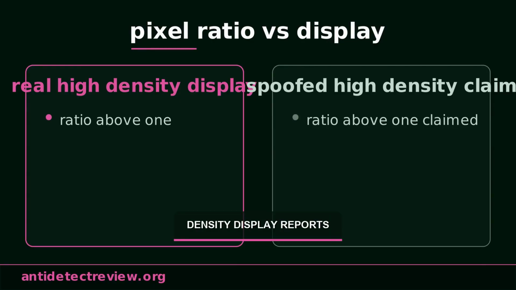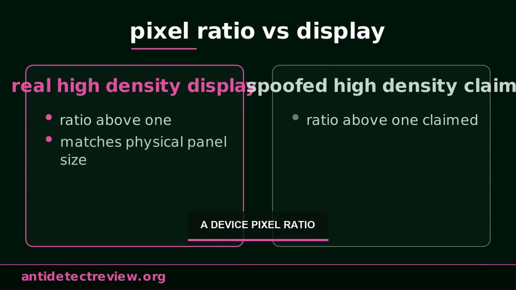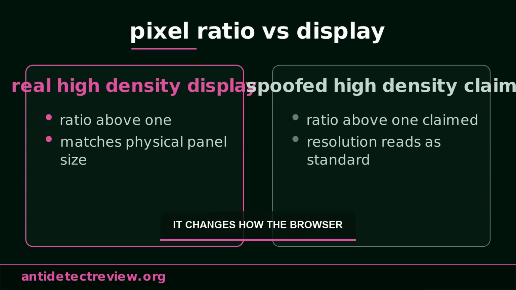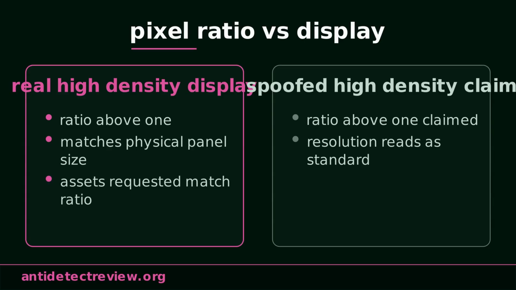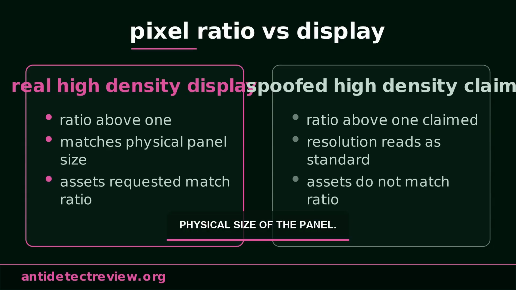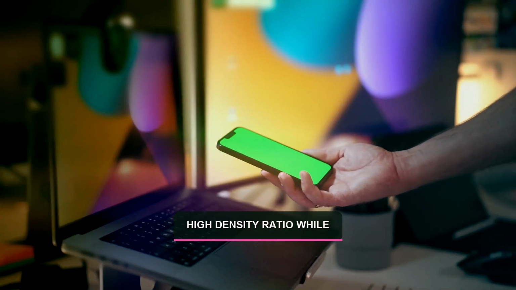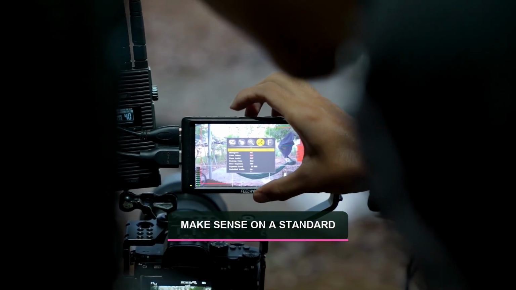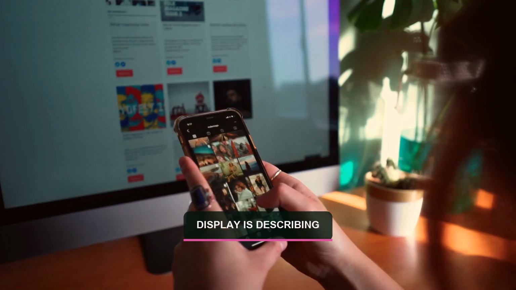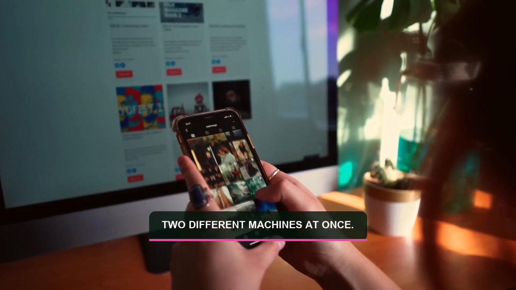The third is the pixel ratio mismatch. A high-density display reports a device pixel ratio above 1, and that ratio has real consequences elsewhere. It changes how the browser reports certain measurements. It changes which image assets get requested, and it correlates with the physical size of the panel. A setup that claims a high-density ratio while reporting a resolution and a set of measurements that only make sense on a standard display is describing two different machines at once.